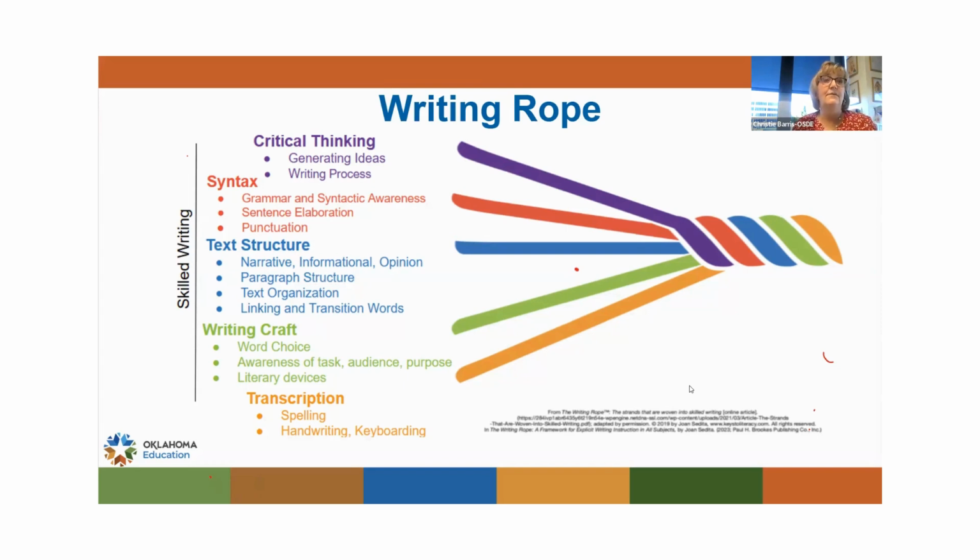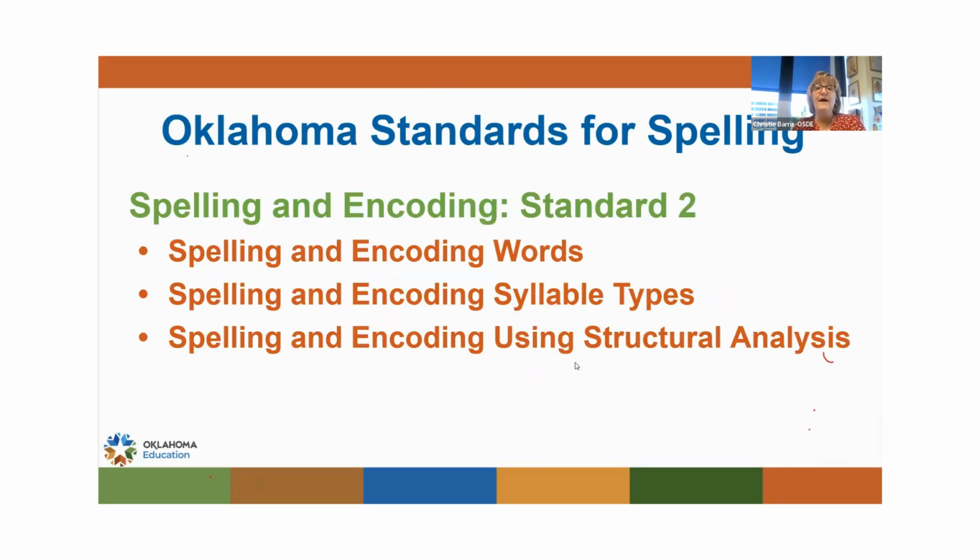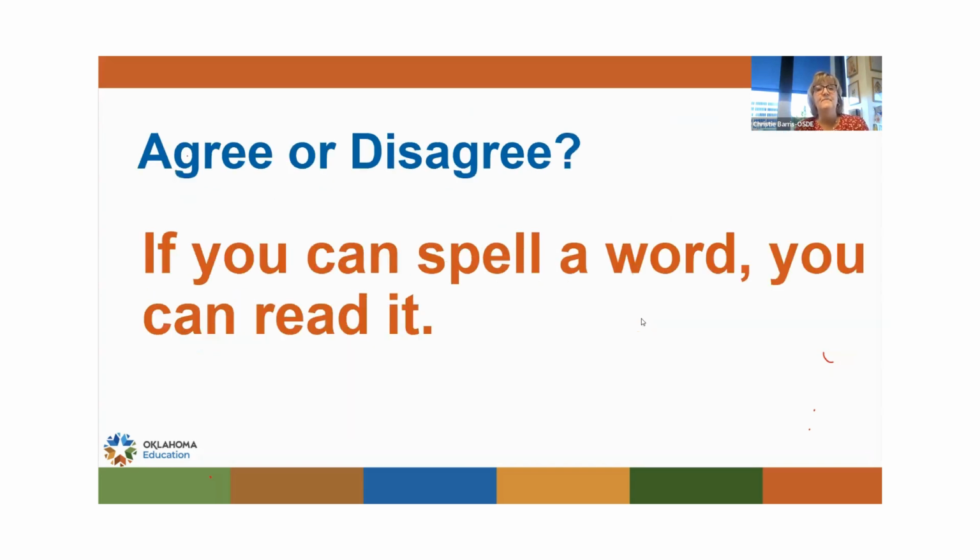So we have the reading rope and the writing rope, and our goal today is to show how spelling works with reading and writing and how it's important for both. Okay, so we do have state standards for spelling. There are 3 areas of our standards. It's in standard 2, spelling and encoding. We're going to spell and encode words, syllable types, and use structural analysis. So 3 different areas we're going to look at today as we go through spelling instruction.